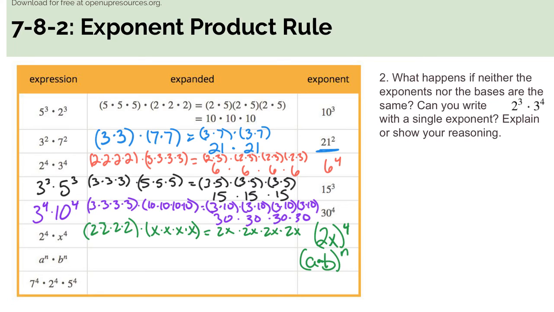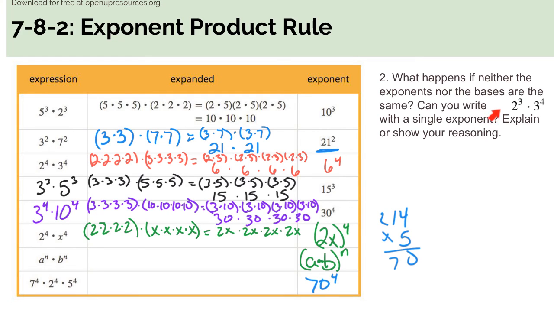This last one, I do not feel like writing all of that out. I'm going to use the rule that we just learned. So I'm going to take 7 times 2, which is 14, and then times 5, which is going to be 70 to the 4th power.